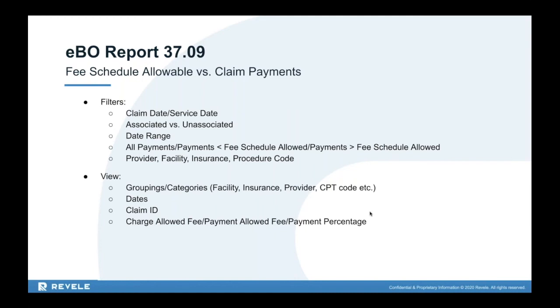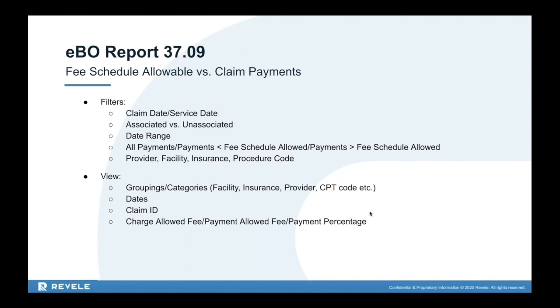Luckily, with a lot of clearinghouses, you do have the ability, several of ours that are preferred, where there's a tool that you can load those fee schedule contracted rates and do some analysis from that. But in order to report the data from ECW, in order for your output, you have to have input in there as well. So for this fee schedule allowable versus claim payment, you can look at it by different types of dates. Again, that associated versus unassociated.